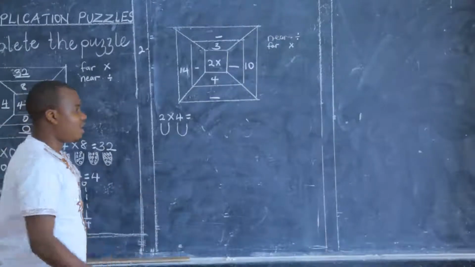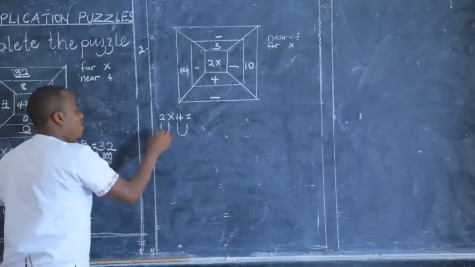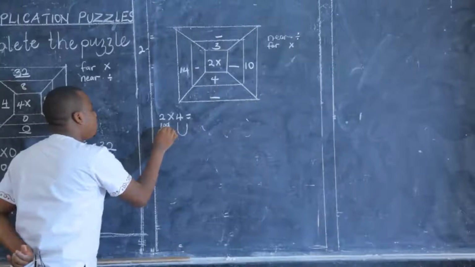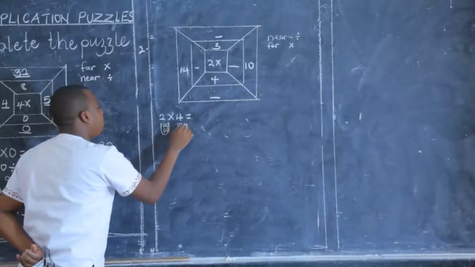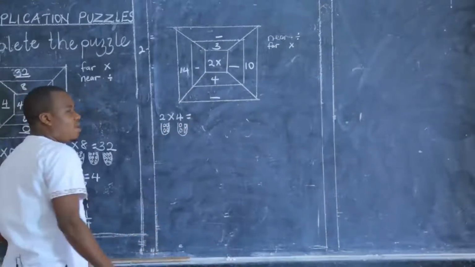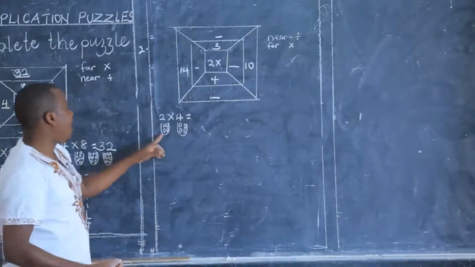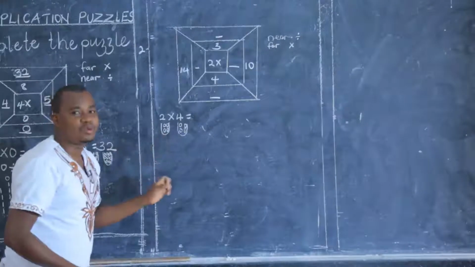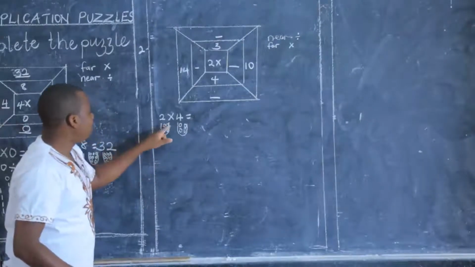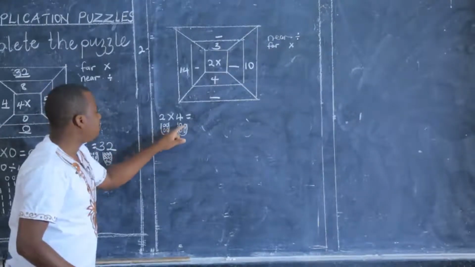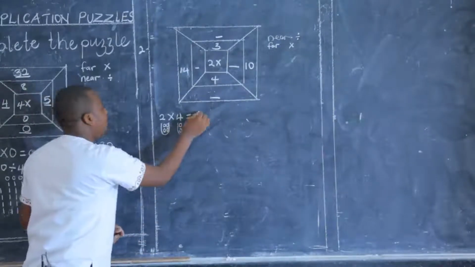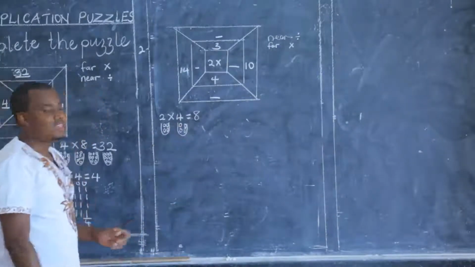4 items. So can we put items together? 1, 2, 3, 4. 1, 2, 3, 4. Then what is the answer? How do we get the answer? By counting all items in the 2 groups. 1, 2, 3, 4, 5, 6, 7, 8. Meaning 2 times 4 is 8.